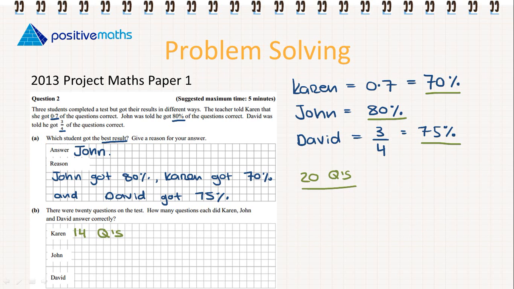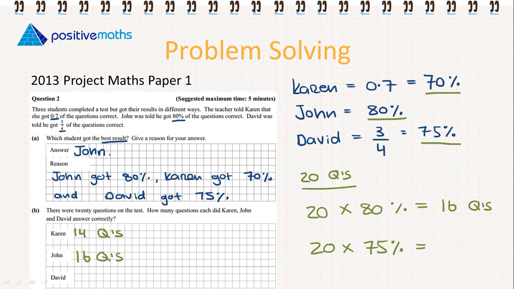Okay, the next part, we need to find how many John got correct. So again, we have 20 questions multiplied by 80% this time. And we get 16 questions. And then the last one, for David, we're looking for 75%. So we get 15 questions.